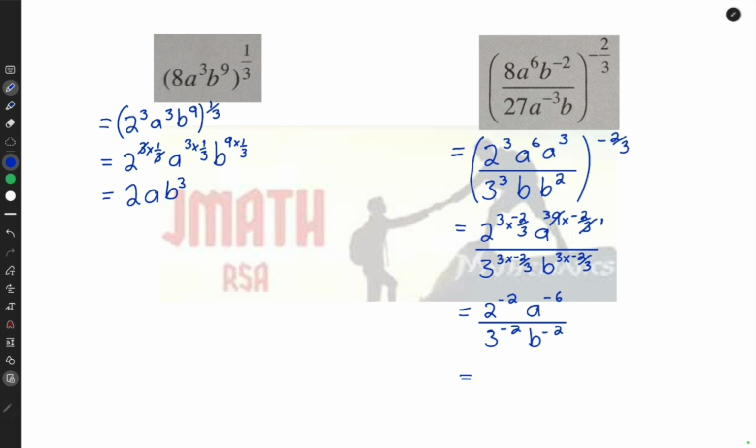Okay, so now everything that has a negative exponent moves to the other side. So this would be 3 squared b squared over 2 squared a to the power 6. Final answer would then be 9b squared over 4a to the 6.